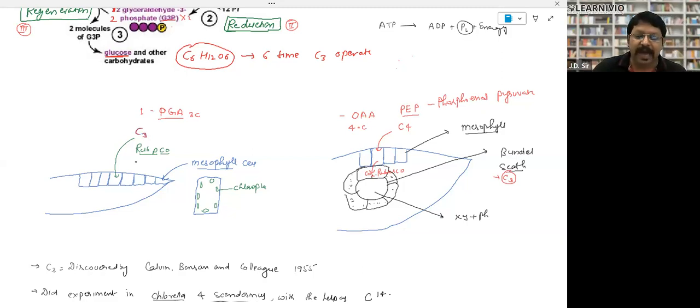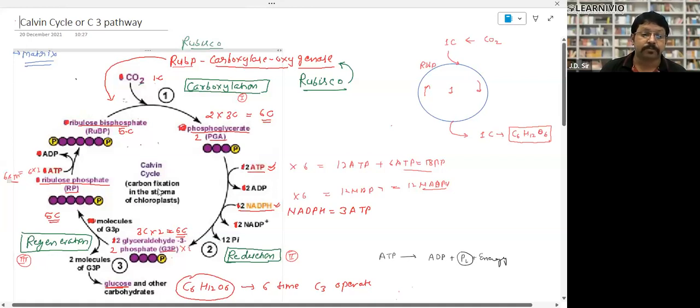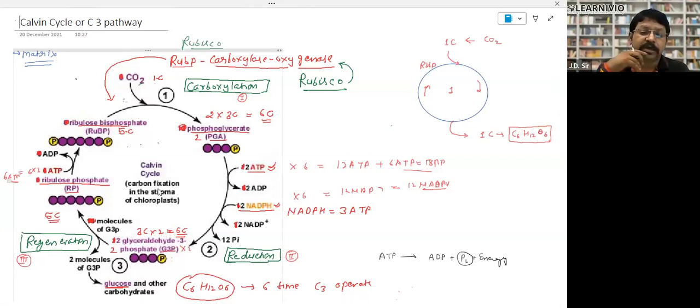Let me explain fully. Actually, what happened in C4 plant, there are 2 kinds of cell, mesophyll cell and bundle sheath cell. Plant anatomy we have studied in detail in the section of plant anatomy, right? Here, in C4 plant, in the mesophyll cell, the carbon dioxide is received by a special kind of compound that is called phosphoenol pyruvate, PEP, right? So phosphoenol pyruvate. In C3 cycle, who is the first acceptor of carbon dioxide? Quick, come on. In C3 cycle, who is the acceptor of carbon dioxide? So Rubisco. Very good, excellent.